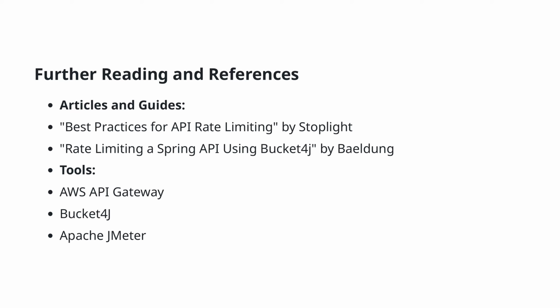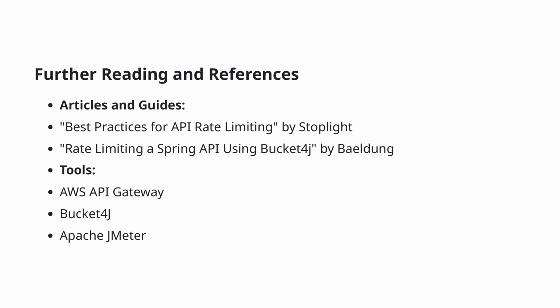For those of you looking to dive deeper into the topic of rate limiting and throttling, I've compiled a list of resources that can be incredibly helpful. Under Articles and Guides, you'll find Best Practices for API Rate Limiting by Stoplight, which provides a comprehensive overview of best practices for implementing rate limiting. Another valuable resource is Rate Limiting a Spring API using Bucket4j by Baeldung, which offers a practical guide specifically tailored for Java Spring Boot users.